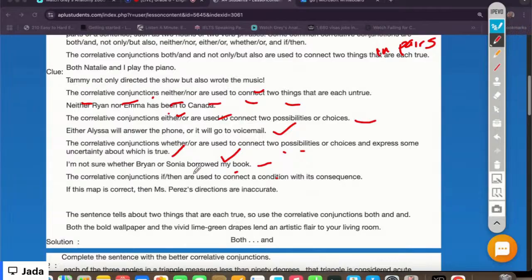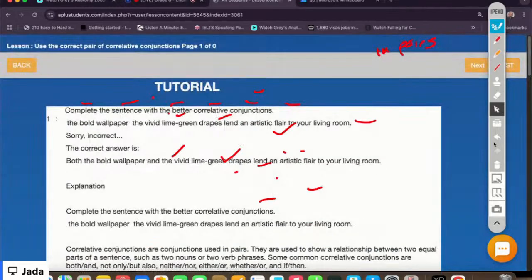So the correlative conjunction if then is used to connect a condition with its consequences. So if this map is correct, then Miss Press's directions are inaccurate. Okay, so it connects a condition with its consequences. All right, let's look at some examples.